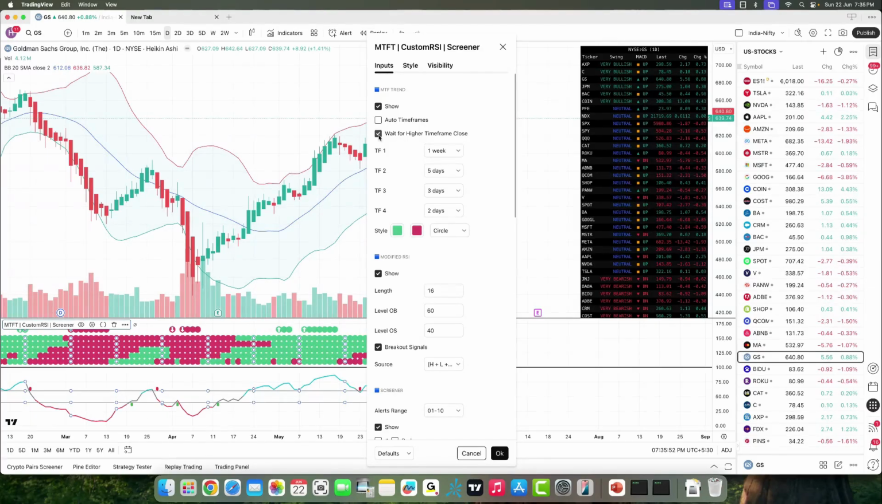If you're watching the markets in real time, then you may want to take this off. You'll see a little bit of change, but there's not a whole lot of change. But I would recommend you wait for the higher time frame to close.